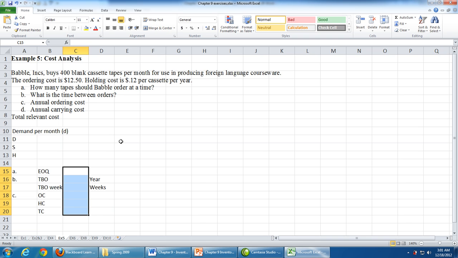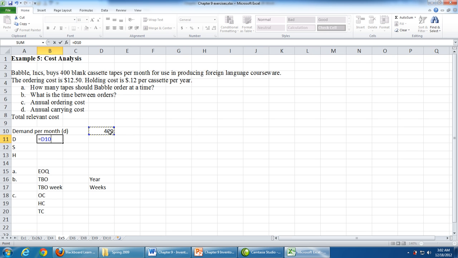Okay, example 5 is another example that we can use to explore this formula. In this example, first we're going to identify the parameters. The demand per month is 400. We use small d to represent demand per month. If we have 12 months per year, demand per year will be 400 times 12, which is 4,800. Setup cost, or ordering cost, is 12.5.